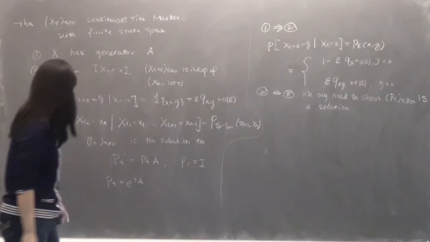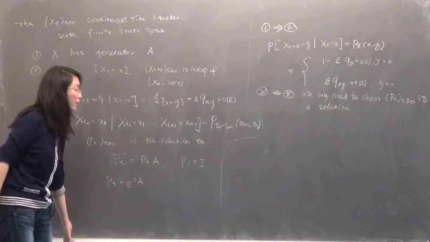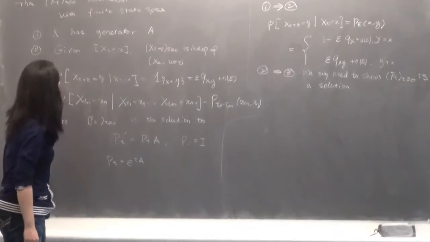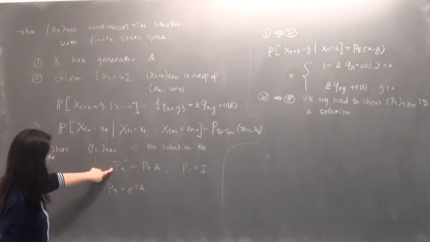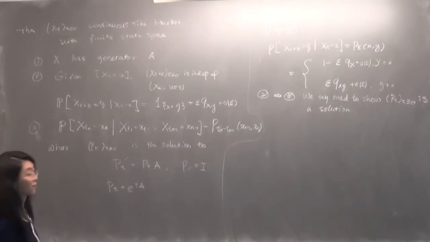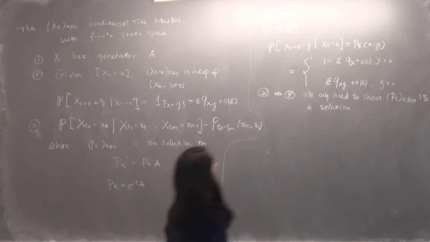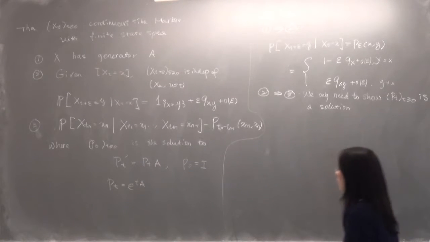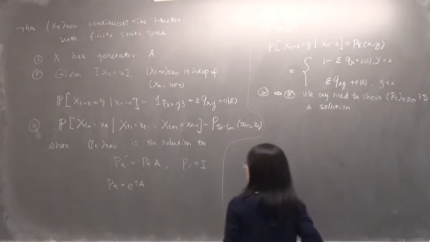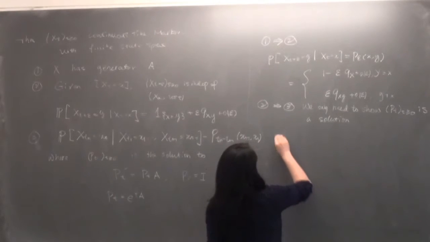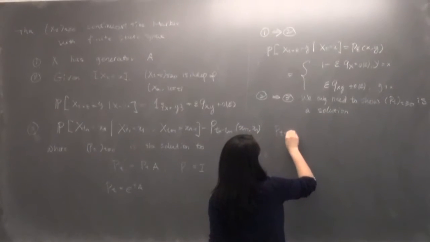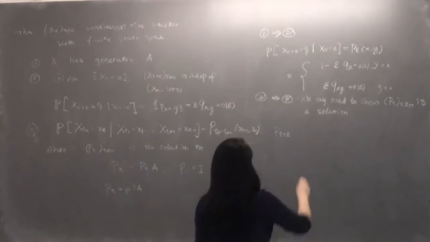So we only need to show that P_t satisfies the equation here. Starting from the expansion here, we need to check that P_t satisfies the forward equation. So how do we check that P_t satisfies this equation? We need to compare what happens to P_{t+ε} and P_t.